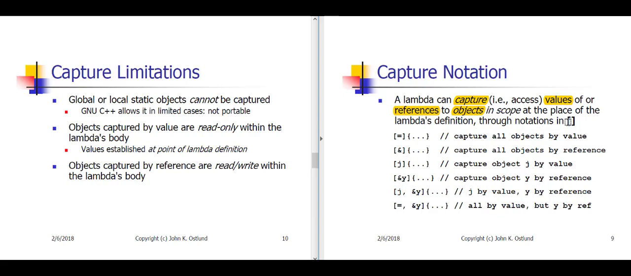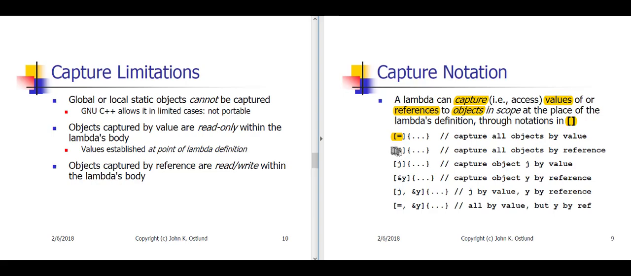And you do this by using various notations in the square brackets that denote the lambda introducer. For example, if you put an equal sign inside the square brackets, that means that within the body of the lambda, you would like to be able to have direct access to the values of all of the other objects that are in scope at that point where you have defined your lambda function.